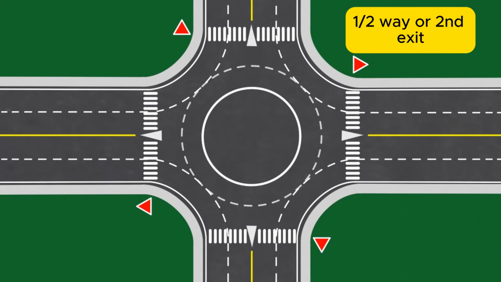To drive half around a traffic circle, the correct approach is to enter from the left or right lane, signal left, yield to pedestrians and traffic in the circle and proceed when safe. Exit by signaling right and staying in the same lane.